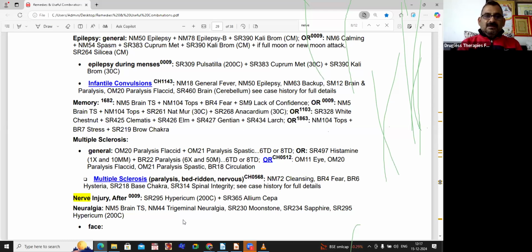So memory is the biggest problem nowadays. By using all methods, we are losing our capacity to store in the brain. So for that reason, this is a most important one. So memory, you can make a whole system one remedy in the pills or in water. Pills is most ideal. And multiple sclerosis.